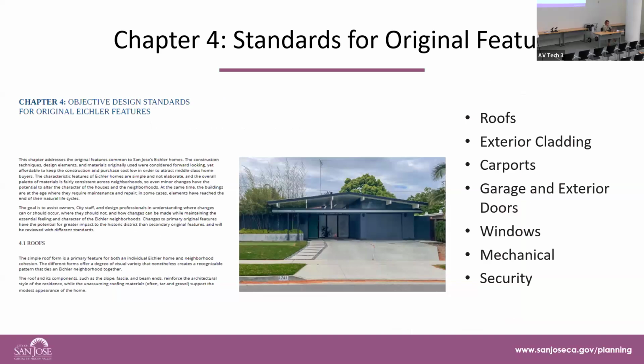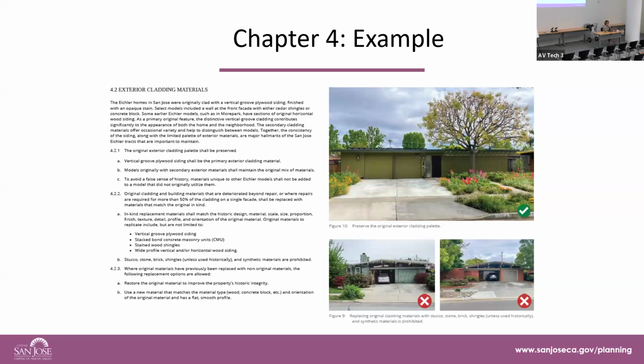Chapter 4 is really kind of the meat of it. These are the standards for projects, and the chapter is divided into different sections. One talks about roofs, the other about exterior cladding and what's appropriate for changes to that, how to treat carports, garages and exterior doors, windows, mechanical, and security. So one example that's in the guidelines just talks about exterior cladding materials and what's important. And again, these are written as shalls and musts, and then it gives examples as to what we're looking for and what to avoid.